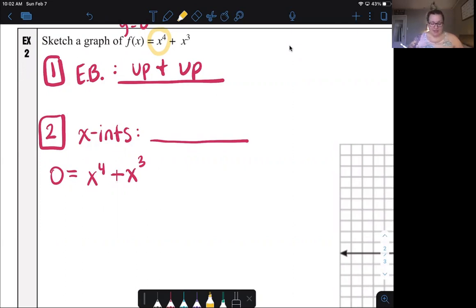So go ahead and find the x-intercepts. I'm going to ask you for them in the Edpuzzle. You're going to press pause and then press play when you're ready to check your work. Good luck.